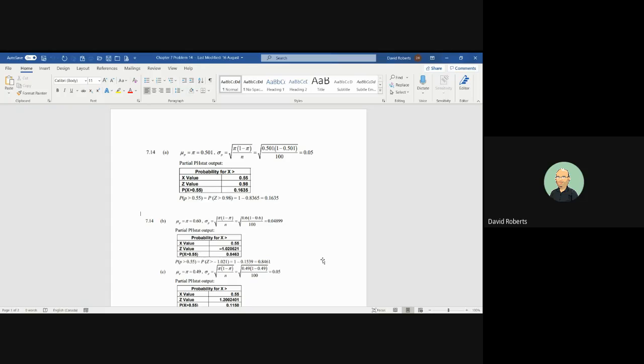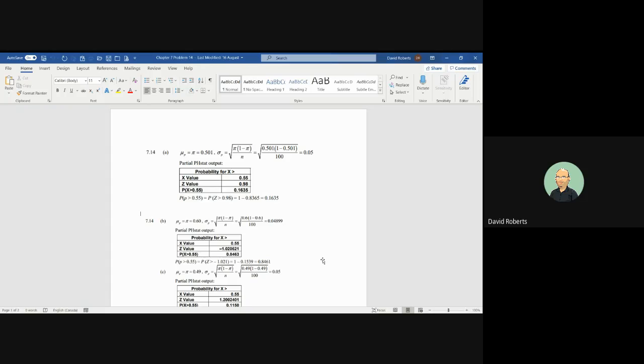So the very top line where you see the standard deviation of the proportion, you can see how the numbers work. So you take 0.501, multiply by 1 minus 0.501, and multiply those two results together, divide it by 100 and take the square root, and you get 0.05 as the standard deviation. So the mean of the proportion is 0.501. So you find out the z-score, you get the z-score of 0.98.